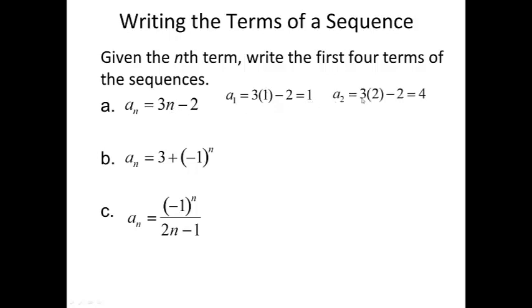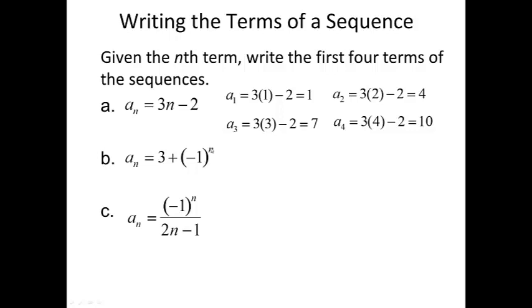The second number would be putting a 2 in here. 2 times 3 is 6, 6 minus 2 is 4. The third number would be 3 times 3 is 9, minus 2 is 7. And the fourth number would be 3 times 4 minus 2 is 10. Okay, pause the video and give me the first four terms for both of these expressions.